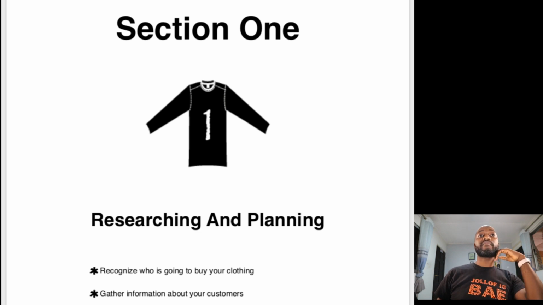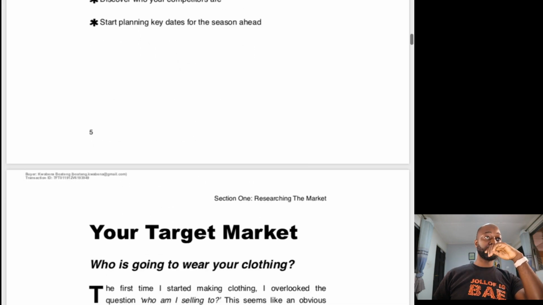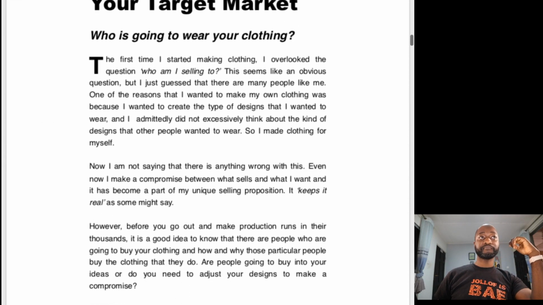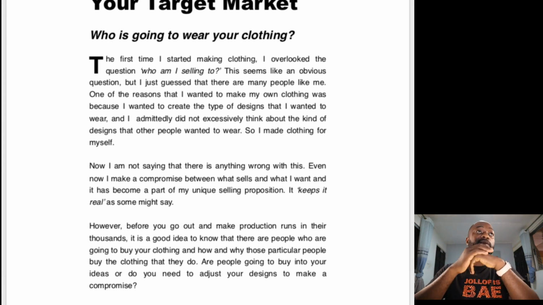So if you have the course document with you, just scroll down to section 1, research and planning, your target market. If you have a clothing brand, or a business idea, and you're trying to target everyone, it's most likely that your business idea might fail, unless the service or product you're providing is a mass consumption product like toilet roll. With something like toilet roll, everybody needs it, so it makes sense. But if you're doing fashion, it does help to have a focus. It does help to have a niche.